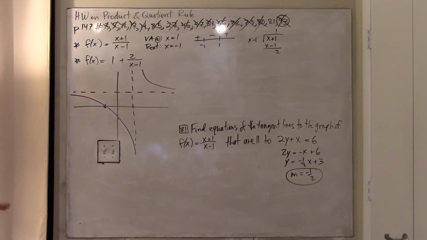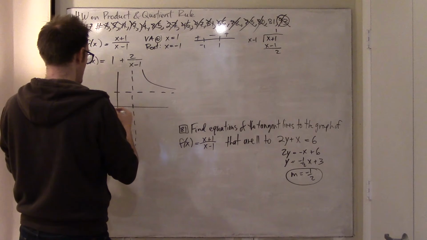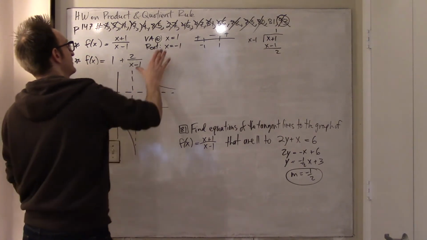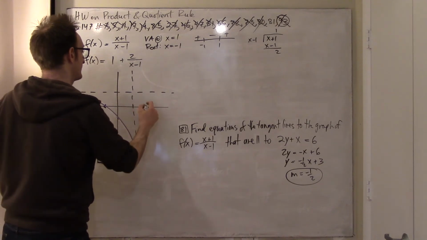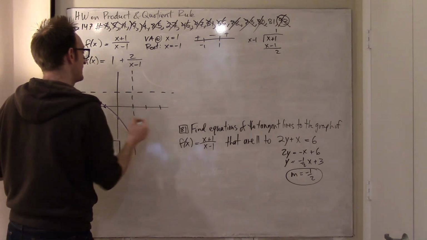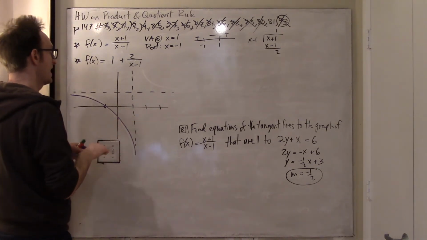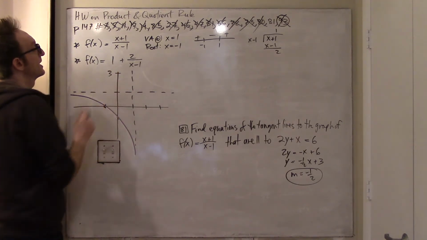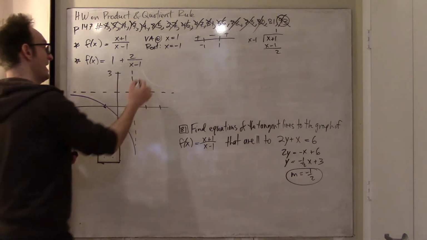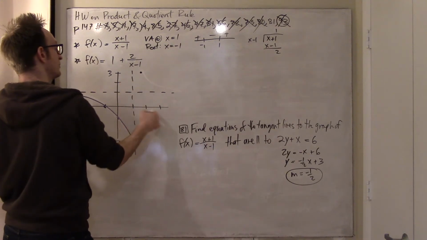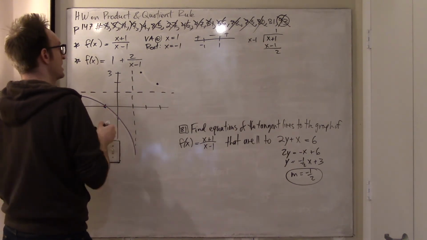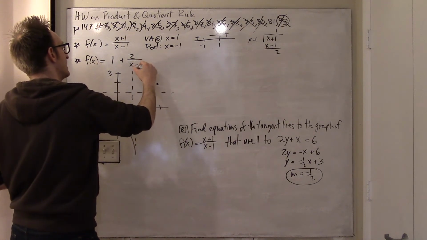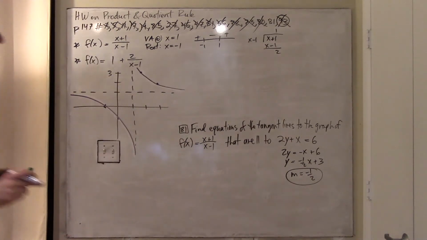So down 2, left 1, down 1, left 1, down 2. I don't know if we care about this, but if you do want this to be accurate, you could plug in some numbers. If you plug in 2, you're going to get 3. And when you plug in 3, you're going to get 2. So there it is. Okay, so I did some pre-calc.